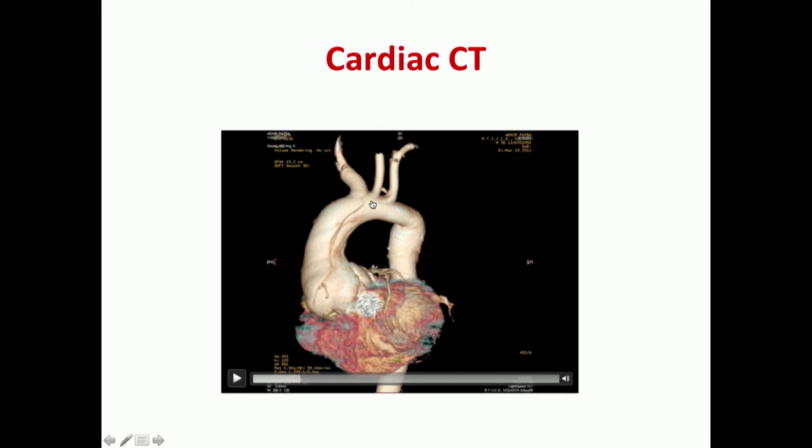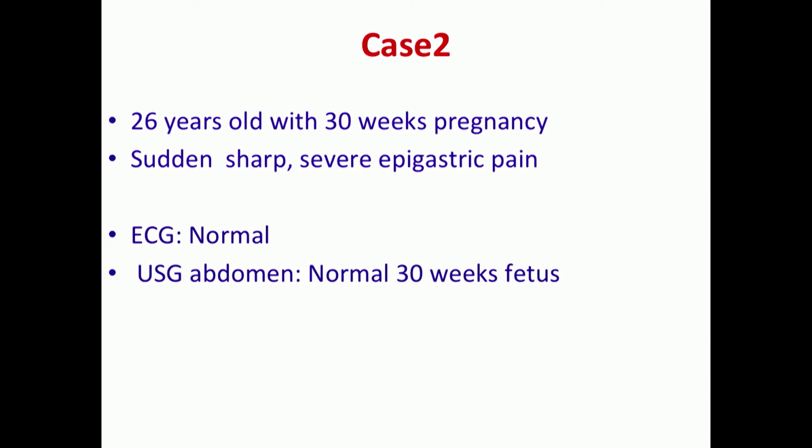As is seen here, the first branch is involved. This is the true lumen. The first branch of the arch is involved. So this is the strategy we follow usually when there is a stable patient. But that may not be possible in many cases, as occurred in this patient.